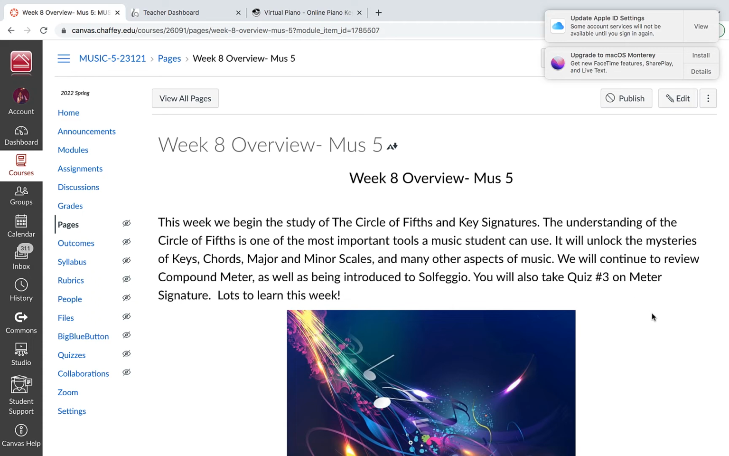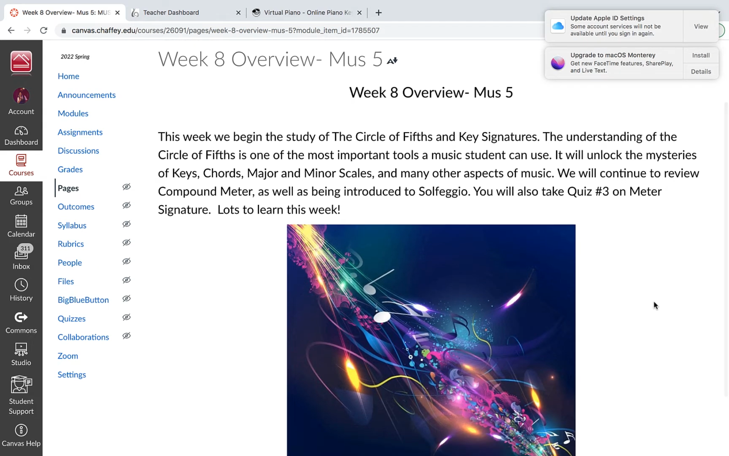Week 8 is where we get to the circle of fifths and key signatures. Including that, we'll do a little bit of some new intervals, the thirds, and some solfeggio. We'll discuss that. Included this week will also be quiz number 3, which is pretty much all on meter signature, which we've been working on for a couple of weeks.